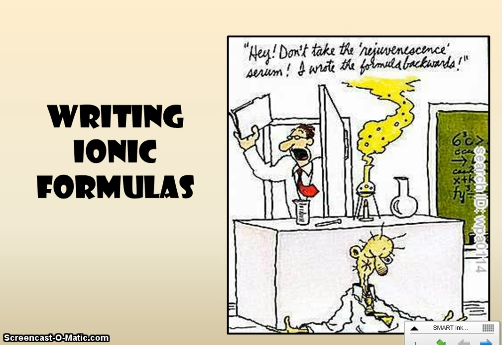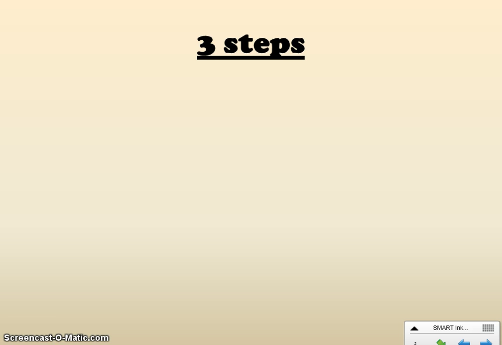Because when those atoms are stuck together or bonded, they now create a new substance with new properties, and we need to be able to represent that and what atoms are in that compound. So we call those ionic formulas, and there's just a couple of easy steps to get you to be able to write them. Okay, so 3 easy steps, and you're going to want to write these down in your notebook.